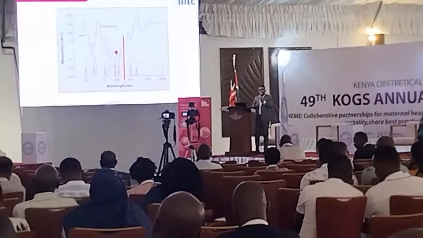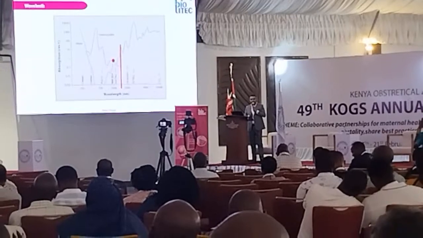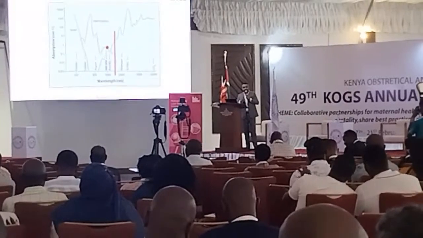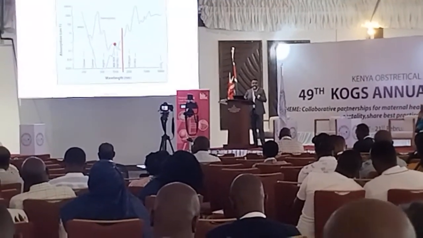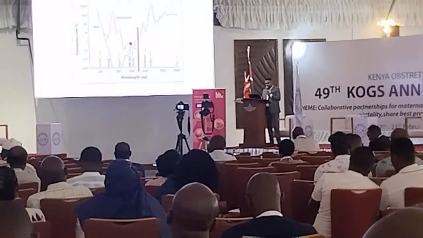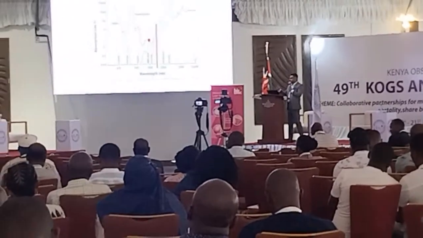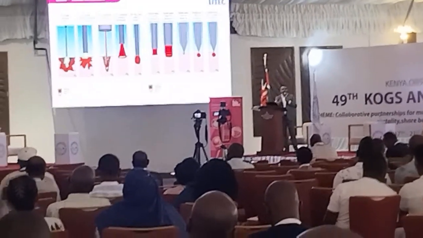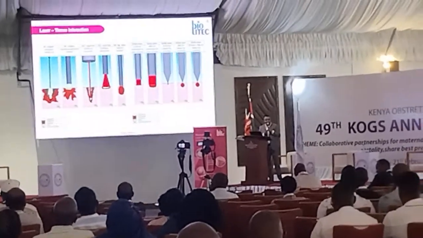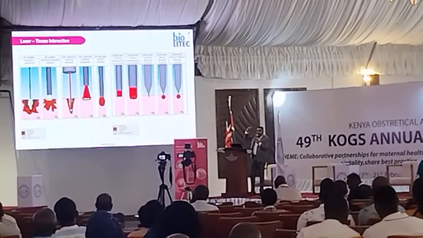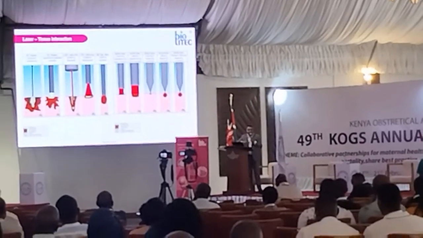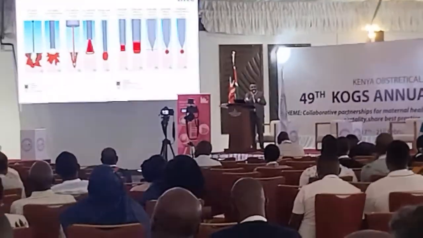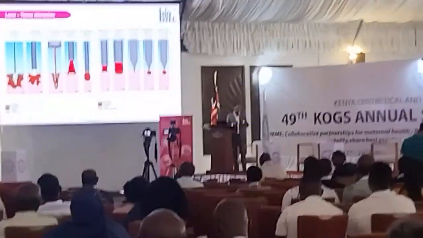When it comes to 980 nanometer, it's equally absorbed by hemoglobin and water. But when it comes to the 1470, the absorption rate is higher, 65 times that of the 980 nanometer. This slide, I believe everybody knows. When you're using monopolar cautery for cutting tissue or coagulation, the penetration depth is deeper, and second, there is too much necrotic tissue, as you can see.